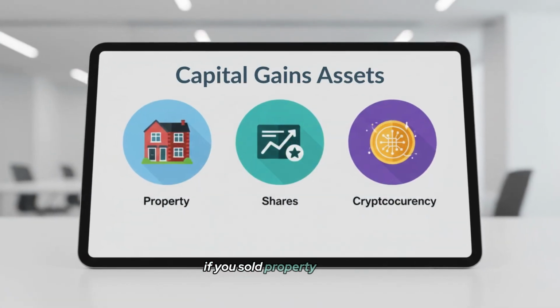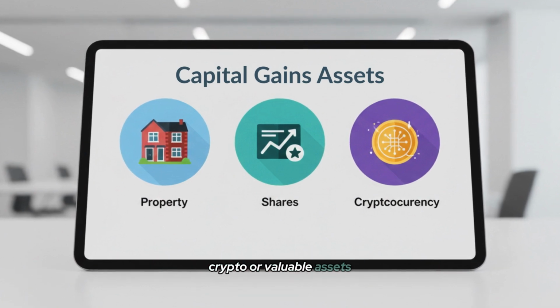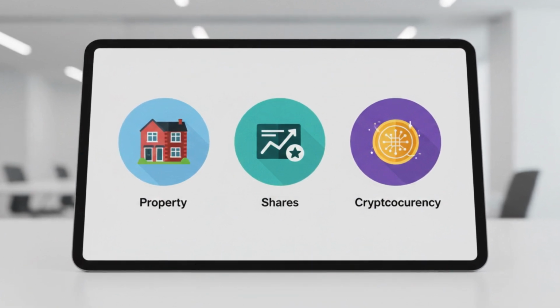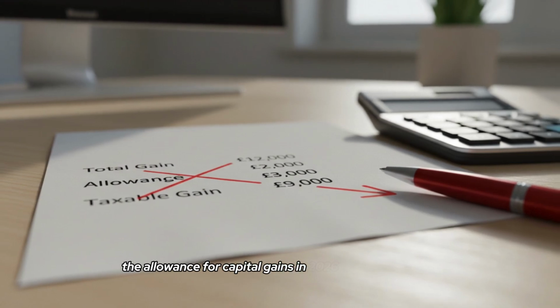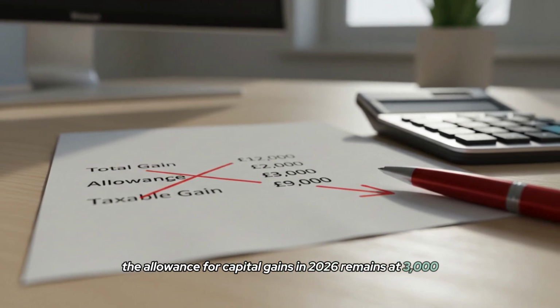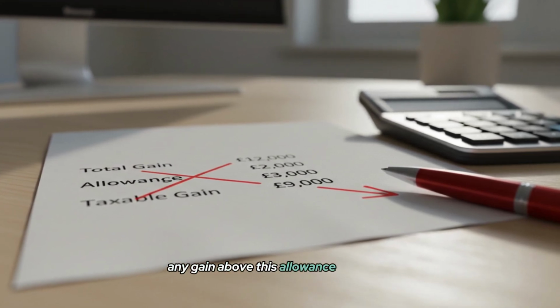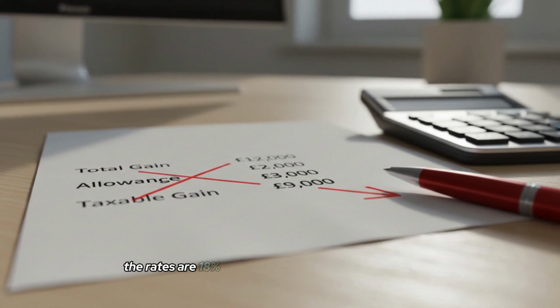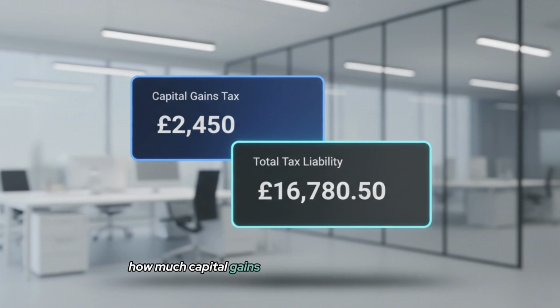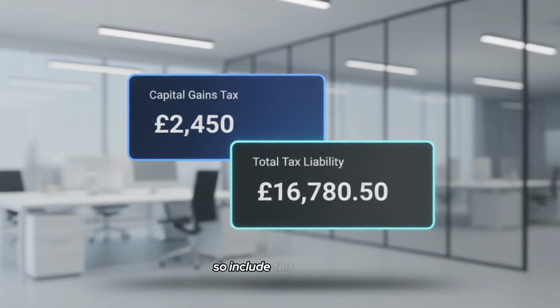If you sold property, shares, crypto, or valuable assets, you may owe capital gains tax. The allowance for capital gains in 2026 remains at $3,000. Any gain above this allowance is taxable. The rates are 18% or 24% for individuals for most assets. Add this amount to your estimated bill. Many people do not realize how much capital gains can change their total tax due, so include this carefully.